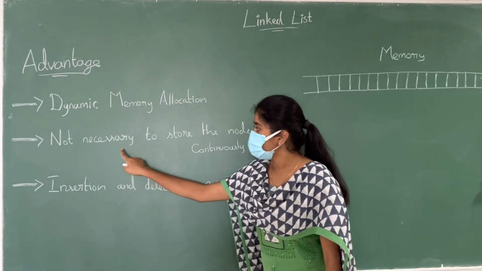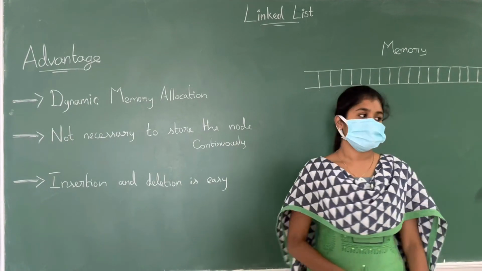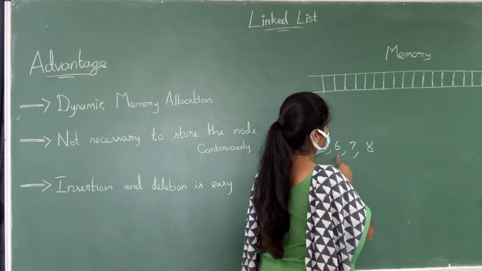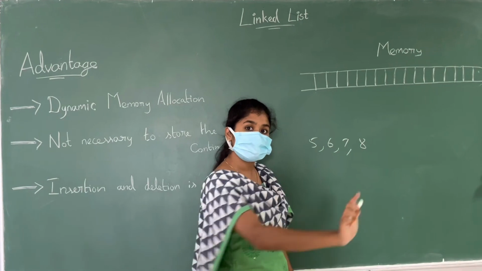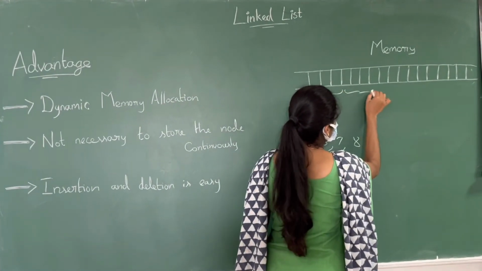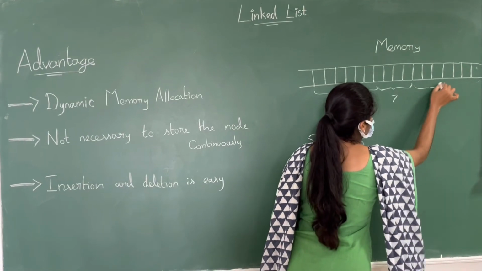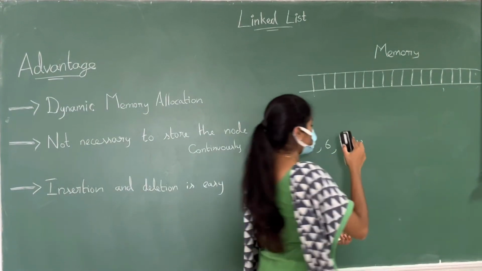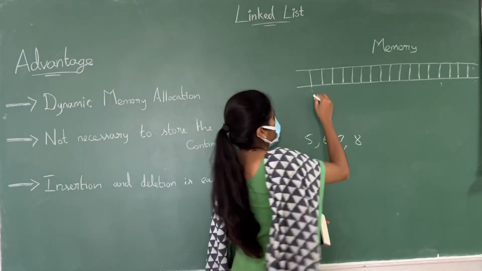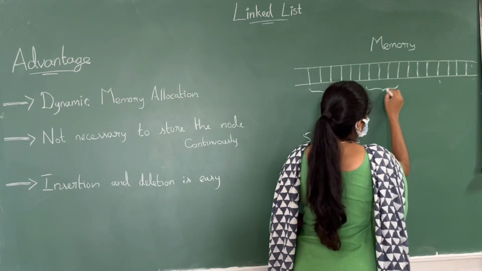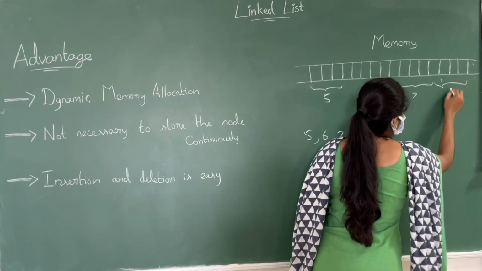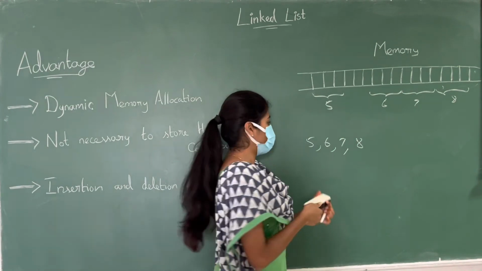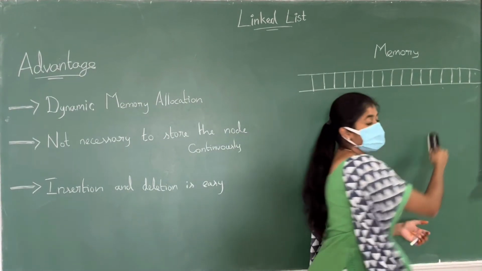The second is that it is not necessary to store the nodes continuously. Let us see this with an example. In an array, if we are going to store these 4 elements, then they should be stored continuously. For example, 5, 6, 7, 8. But if these elements are stored in a linked list, 5, 6, 7, 8, the list can be broken and the nodes can be stored separately. This is one of the advantages of linked list over array.